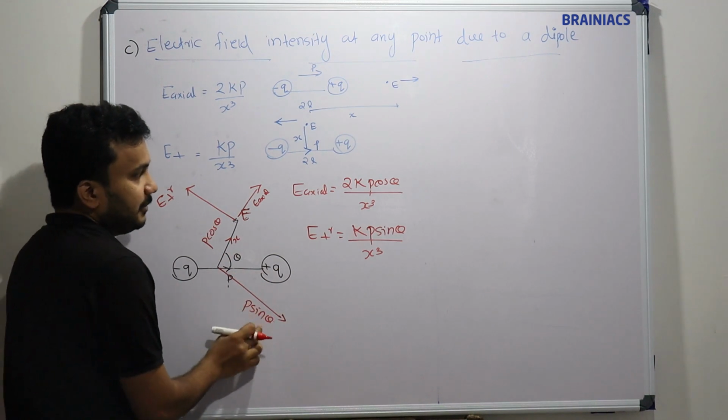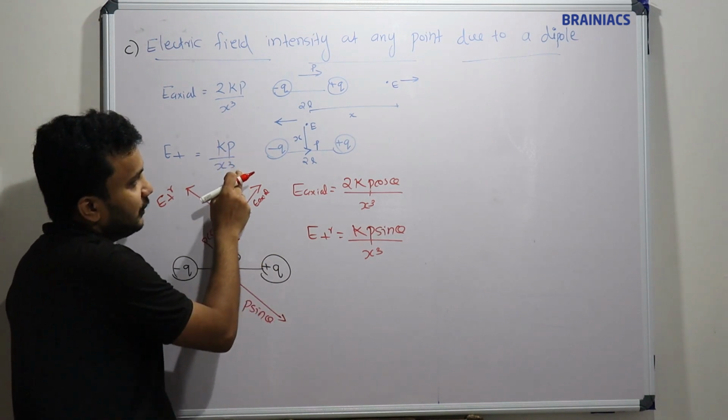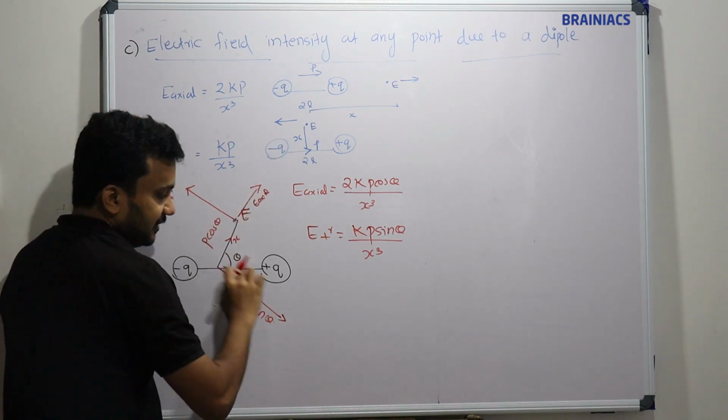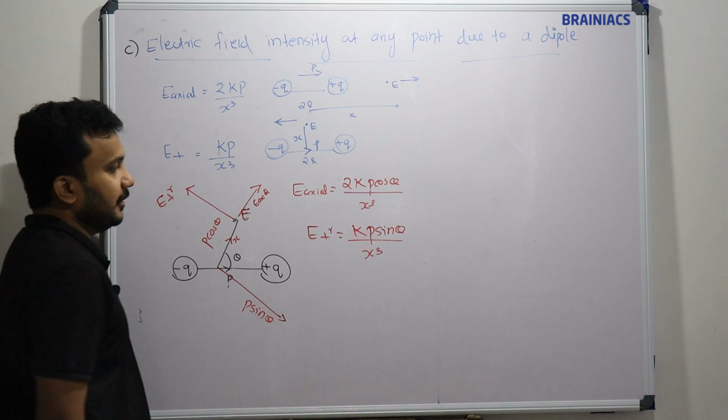So what is the perpendicular formula? Kp by x cube. Here instead of P, what will come? P sine theta, because this is a line and this is perpendicular. So Kp sine theta by x cube.